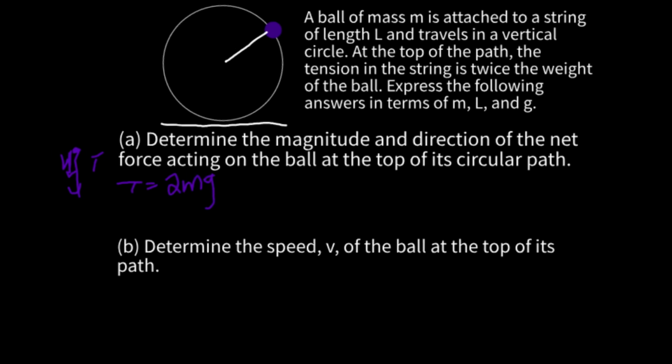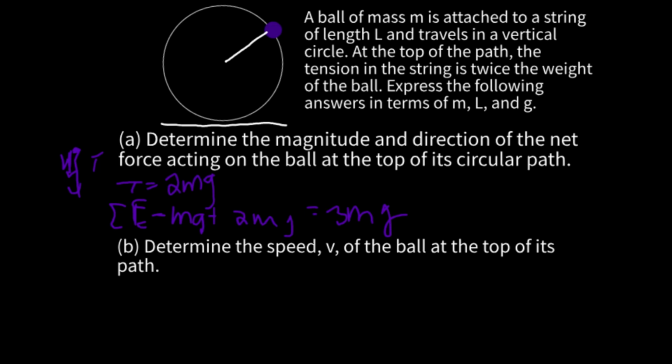So since tension and weight are acting in the same direction, we're going to call inward positive so we can add those two. So the sum of our forces, and these are centripetal forces, is going to be our weight, mg, plus our tension, 2 mg, so that the net force will be 3 mg at the top of the circular path.